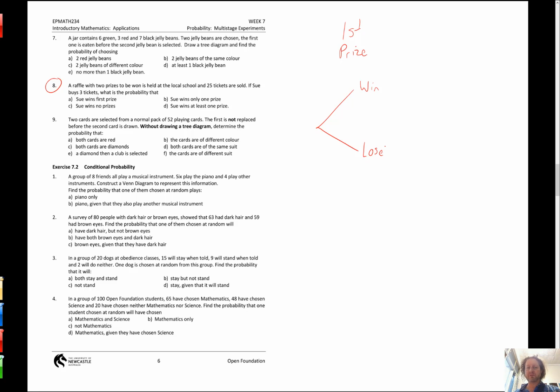Now, is it 50-50? Let's look at it. She's got 3 tickets, and there's only 25 tickets sold. So she's got a 3 in 25. She's got 3 tickets out of those 25 sitting in the box waiting to be picked. How many tickets are losing for her? 22 of the tickets aren't hers.